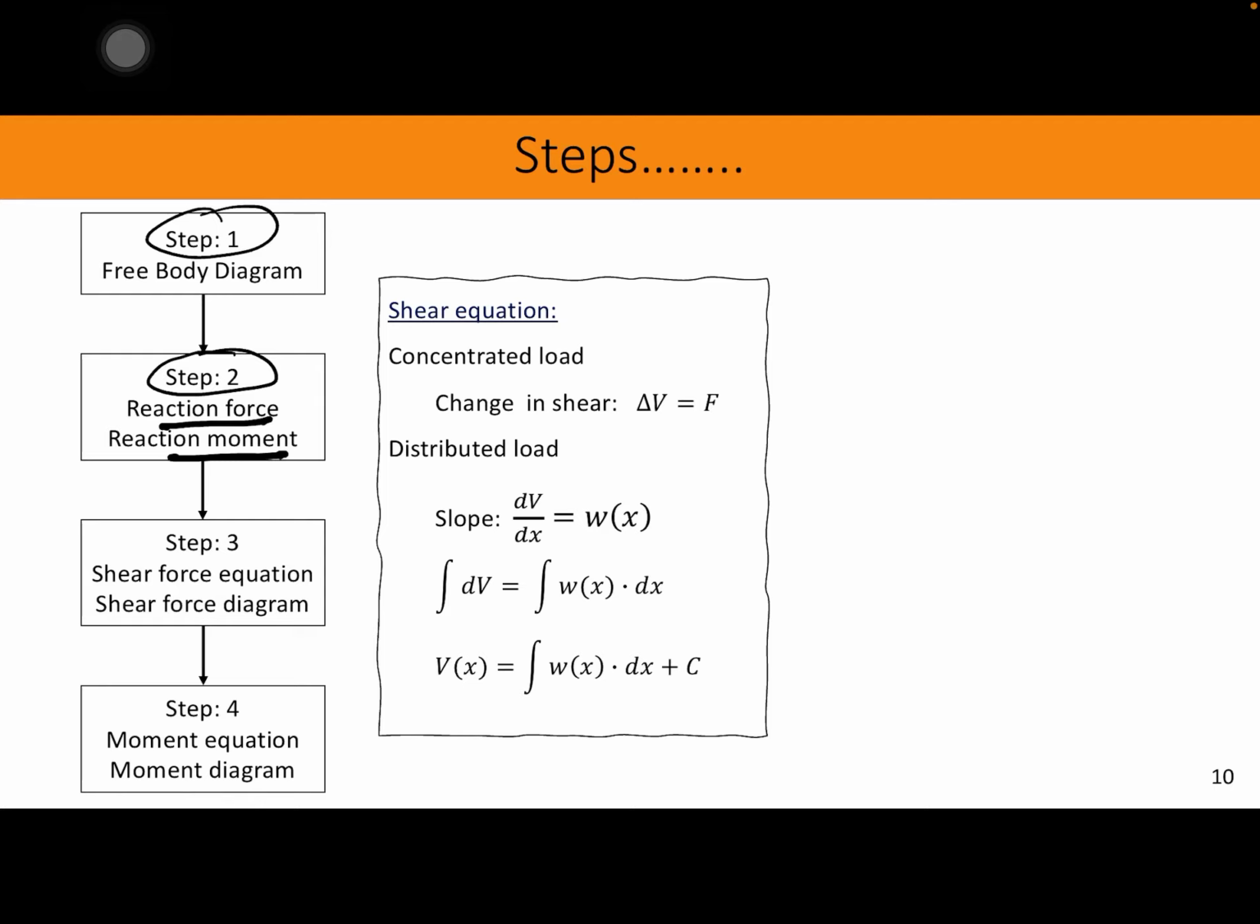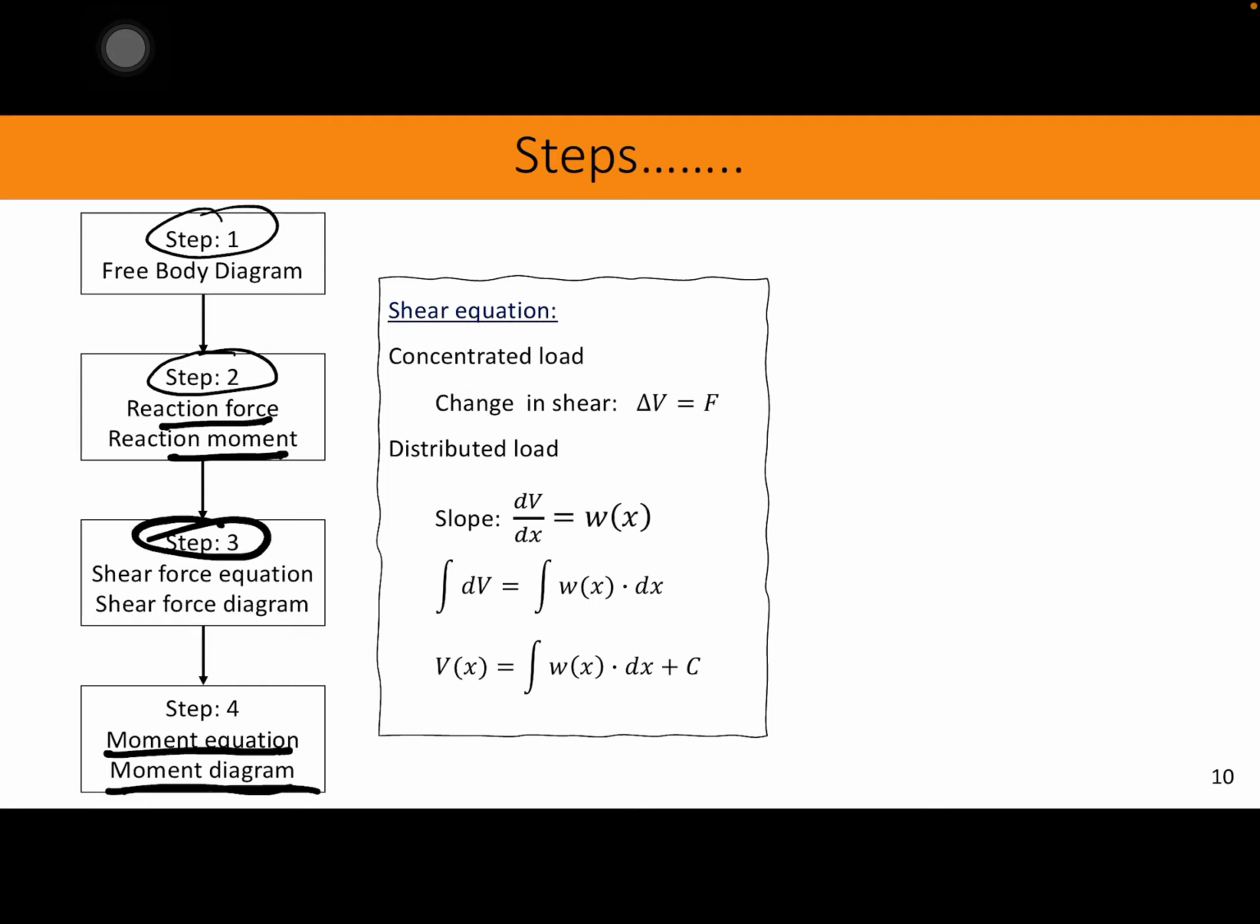Okay, and then step 3 is, once you have that reaction force and reaction moment, then you can start working with the shear force equation and basically draw the shear force diagram, right? From the equation you can draw the shear force diagram. Similar to that, once you have the moment equation, you can draw that moment diagram. Okay, so a simple rule for the shear equation.